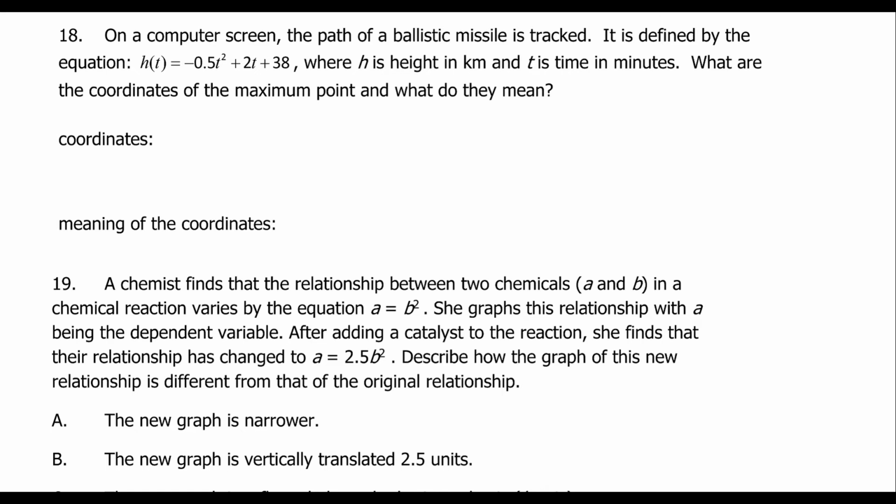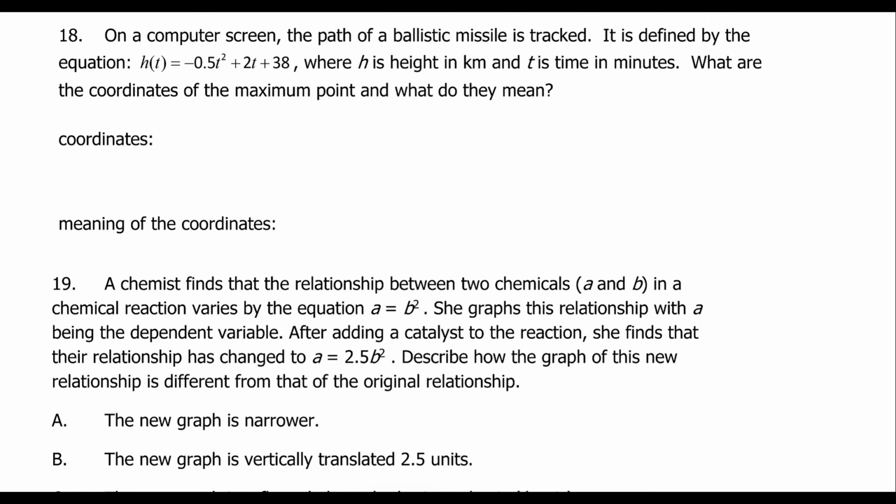Alright, so on a computer screen, the path of a ballistic missile is tracked. It is defined by the equation h of t equals negative 0.5 t squared plus 2t plus 38. Now, where h is height in kilometers and t is time in minutes, what are the coordinates of the maximum point and what do they mean? If you remember back to the beginning of the notes, we talked about vertices, and vertices are the maximum or minimum of an equation.